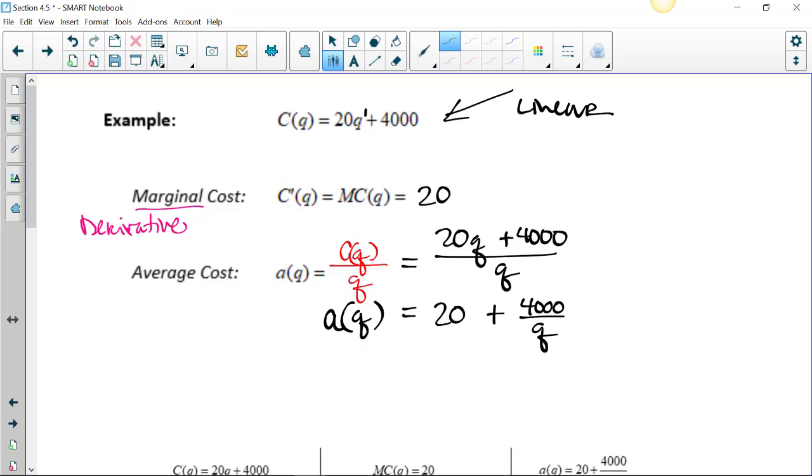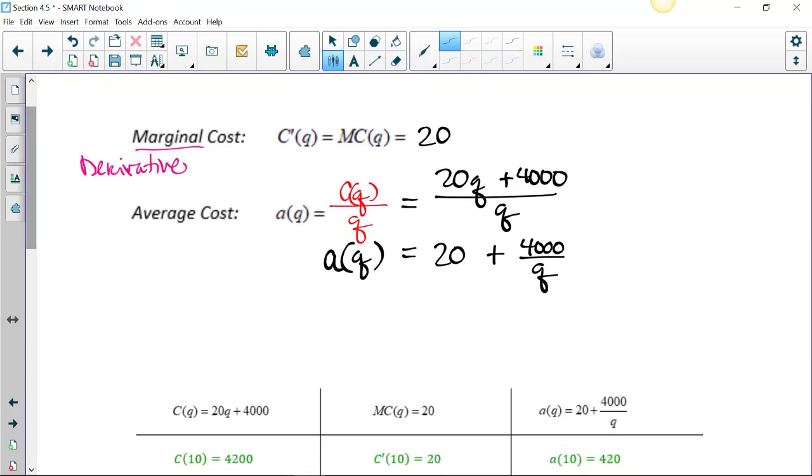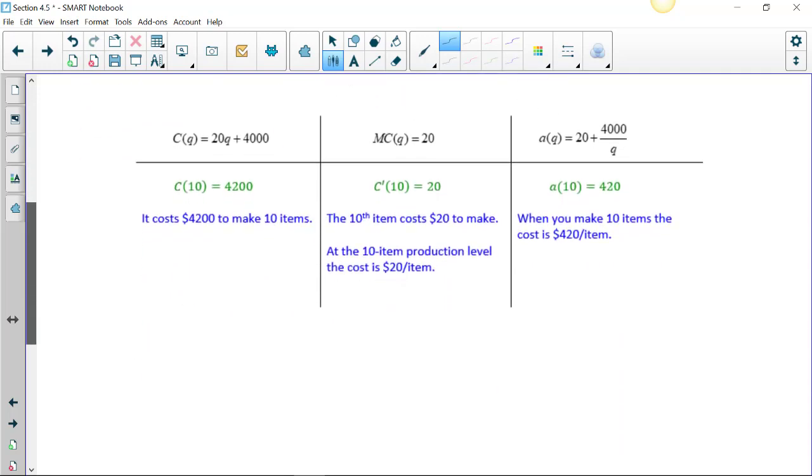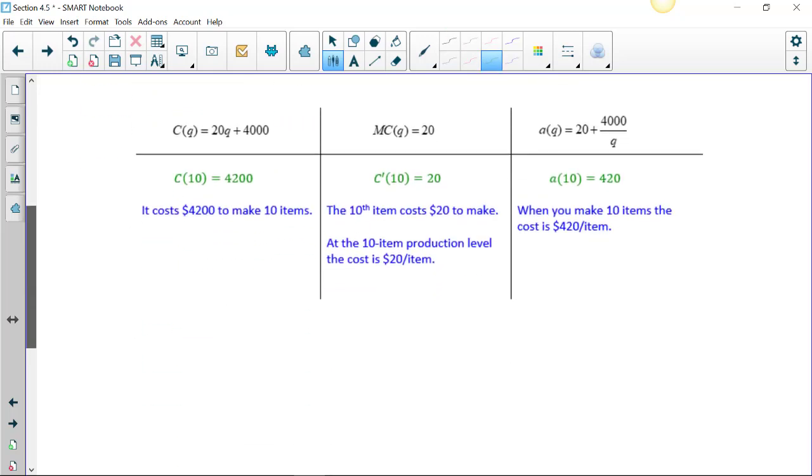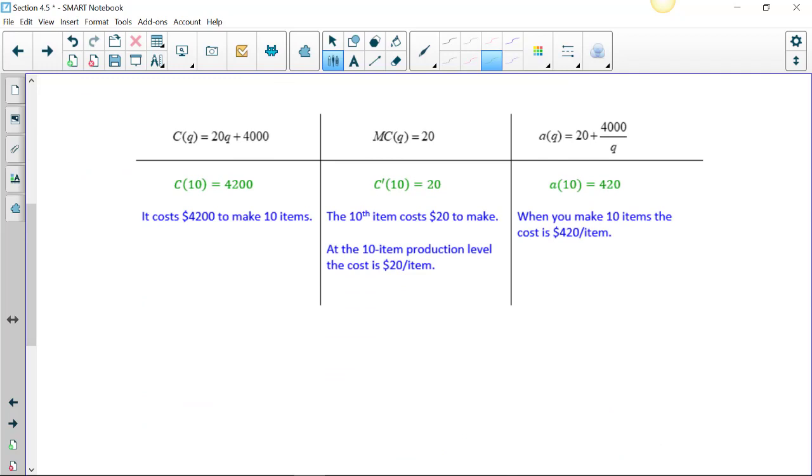Okay, so let's compare those and see the differences between them, and how each of those are. Okay, so I've got my cost function, my marginal cost function, my average cost function. So if I say I'm going to produce 10 units, there we go, produce 10 units. So if I put 10 into my cost function, I get 4,200. So we're saying the total cost to produce 10 items is $4,200.